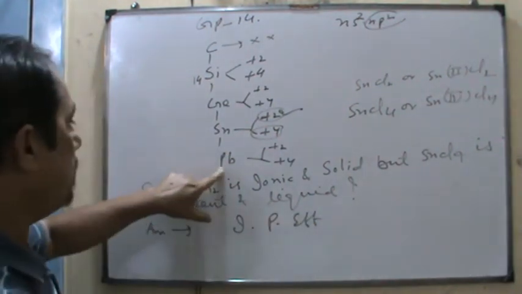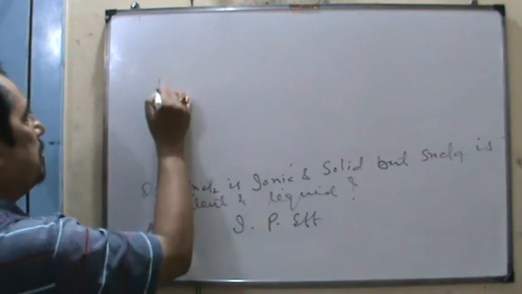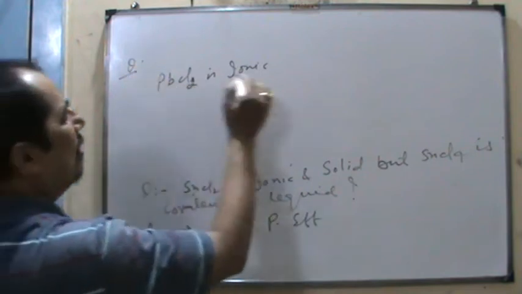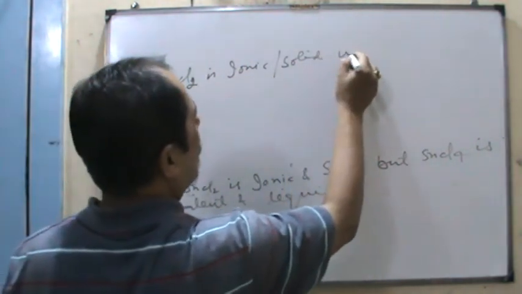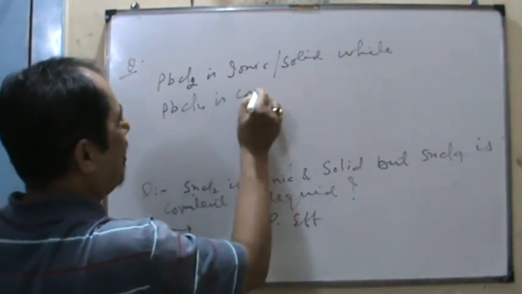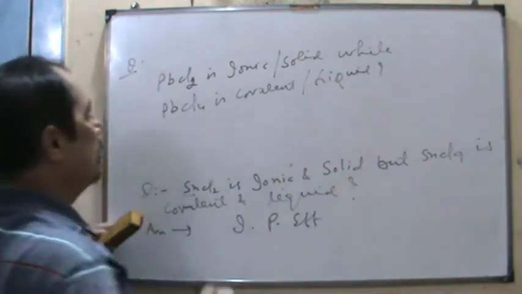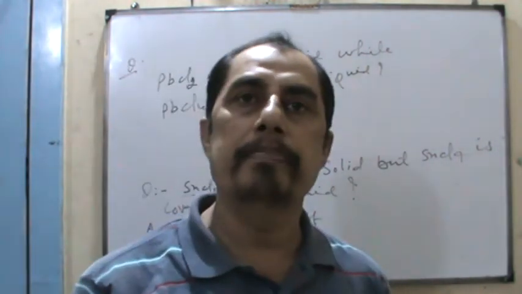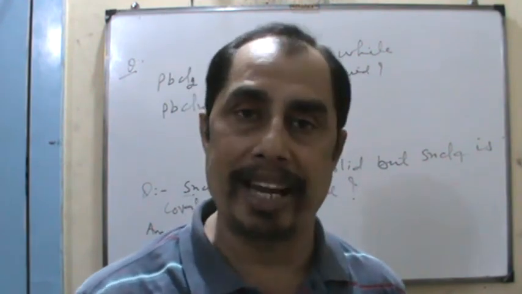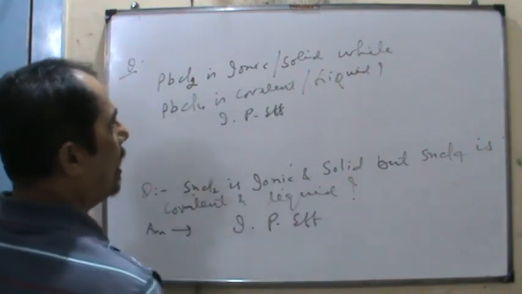Similarly here, PbCl2 is ionic and solid, while PbCl4 is covalent and liquid. Why? Similarly, Pb, lead, plumbous chloride and plumbic chloride. The initial case was stannous chloride and stannic chloride. Same answer. It is all because of the inert pair effect.